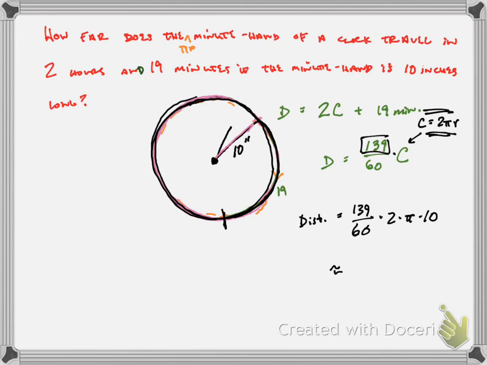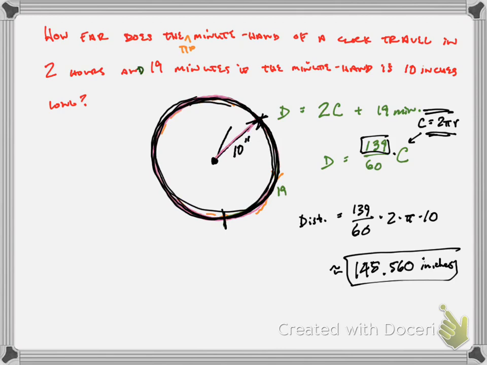And when we punch that in, we get approximately 145.560. We'll round that to 3 places, and we'll give it a unit, inches. And so the tip of the minute hand, in traveling for 1 hour, and then a second hour, and then an additional 19 minutes, traveled approximately 145.560 inches. That's all I've got.